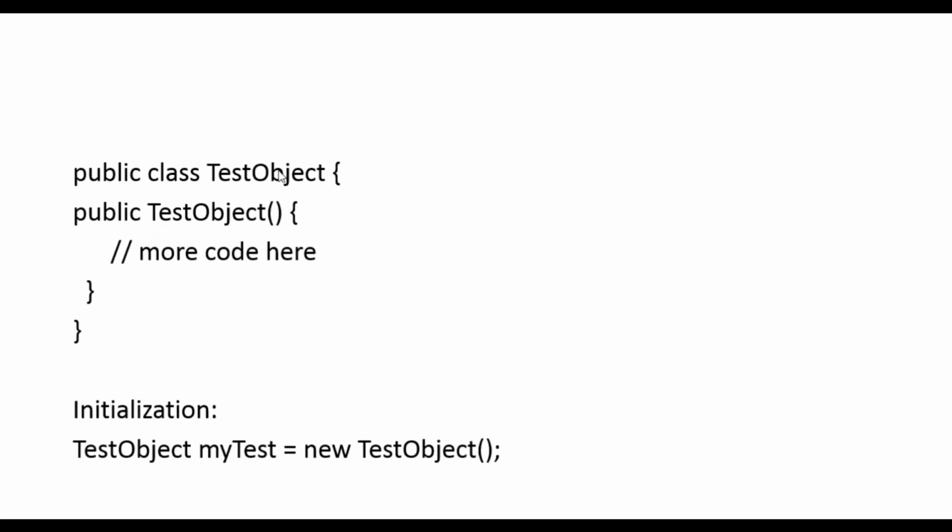If you want to execute this class, you need to create an object of the class. If you want to create an object, you need a constructor. But you need not specify this constructor part, public TestObject. If you don't specify this part and you are initializing the class, this part will be automatically taken. You need not explicitly mention this constructor part. Whenever you are creating an object, a constructor will be automatically invoked. So this is the default constructor.